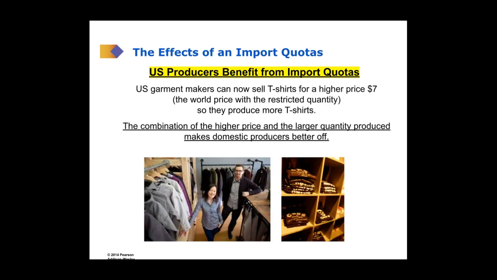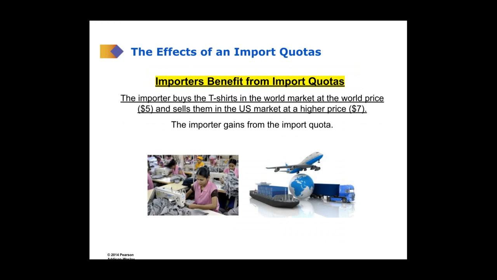Who benefits from import quotas? Again, it's the domestic producers. The United States producers benefit from import quotas. They sell t-shirts at a higher price, $7 instead of $5, and they are able to sell a larger quantity of shirts, 35 million instead of 20 million. So they are definitely better off.